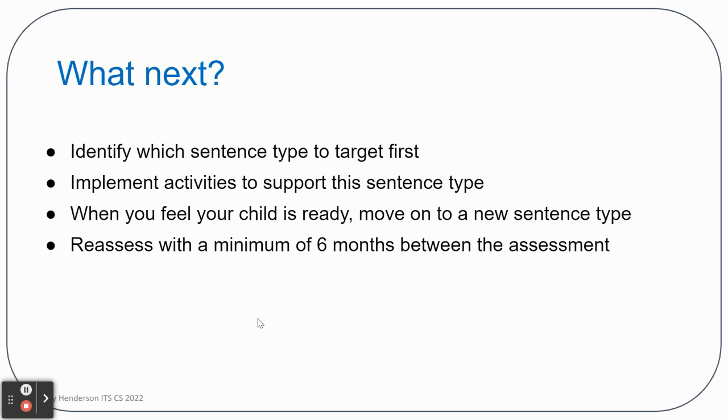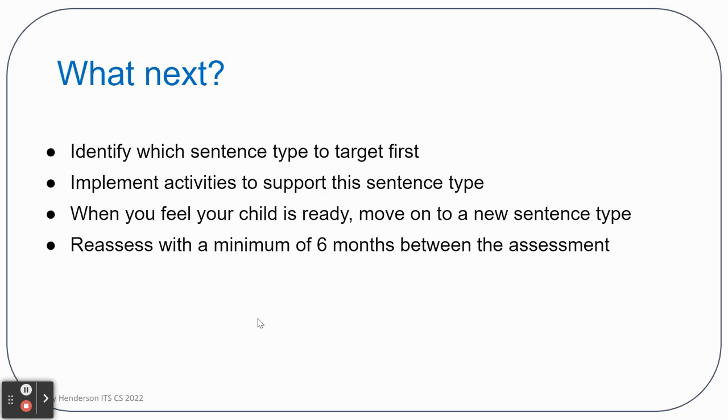So what next? You've assessed and you've scored, and you have that information. What do you do now? The first goal then is to identify the sentence type to target first. So have a look through, see where the child is making their most errors. Is the child using the who doing what sentences? If they're finding that difficult, then that's where you start. But maybe they can do that. Maybe they can do the who doing where, but they were really struggling with the who doing what where. That's where you then target your intervention.